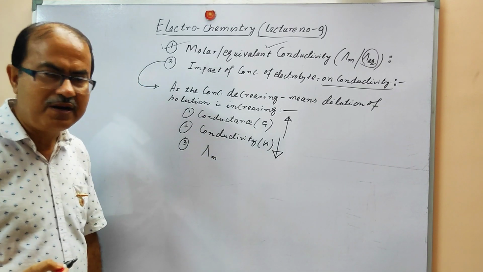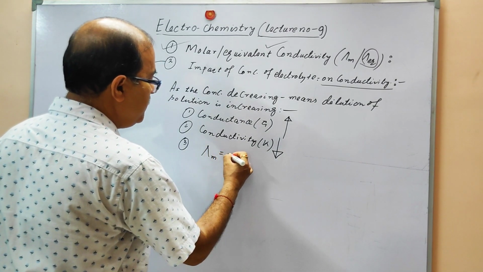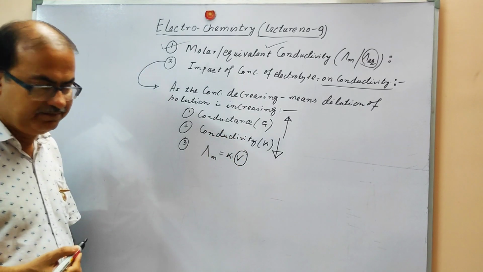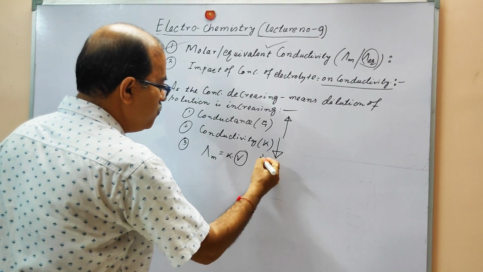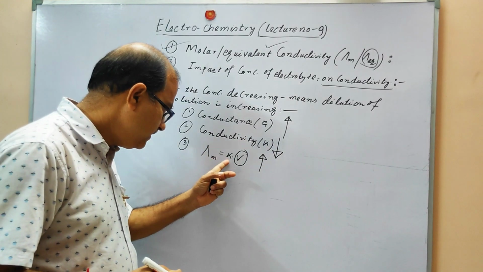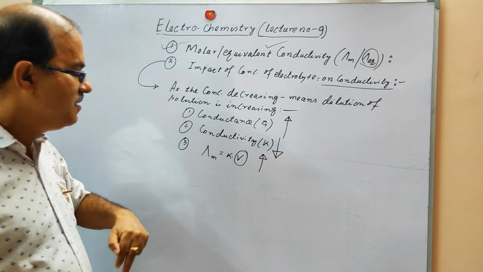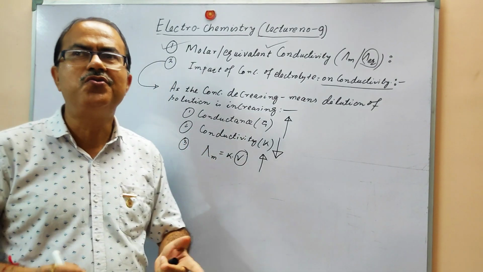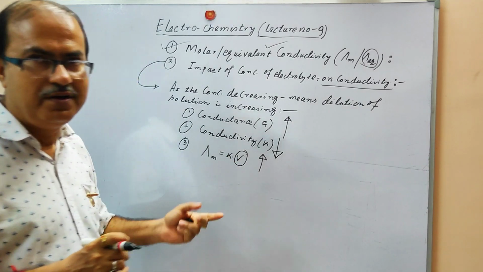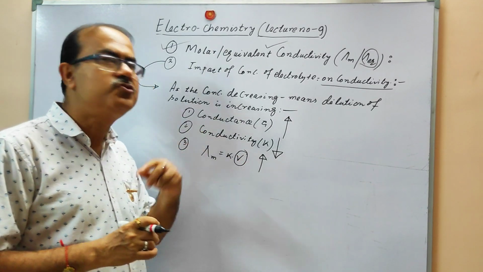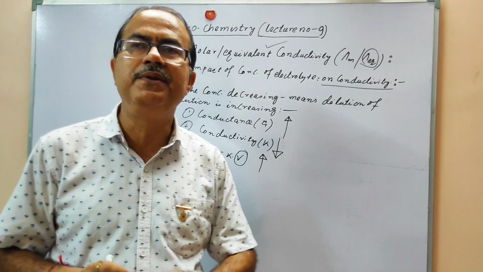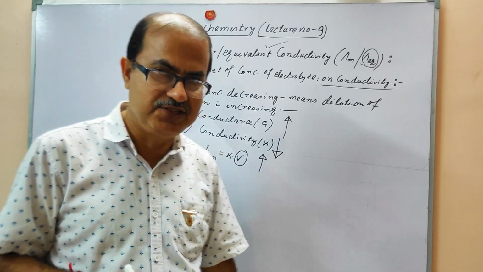And number 3, the molar conductivity. What about the molar conductivity? Because we know molar conductivity is K into V. As the V is increasing, the molar conductivity is going to increase. Although the conductivity term is going to decrease, its decrease is not significant enough to cancel the importance of the increasing volume. So the molar conductivity is going to increase.